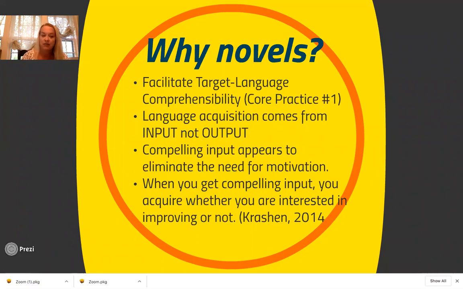Language acquisition comes from much input and very little output, no output actually. And in the first few years of language learning, it's 90% or more of your input, and you want it to be interesting. The kids are not going to engage or acquire language if it's not interesting to them. So these novels are wonderful. I remember back in the day, there was maybe 1 or 2. Now there are so many to choose from. So compelling input eliminates the need for motivation. And according to Krashen, when you get compelling input, you acquire whether you are interested in improving or not.